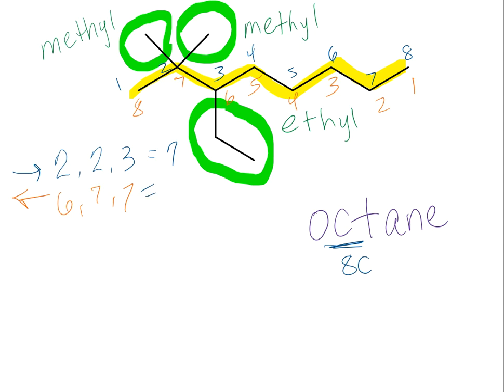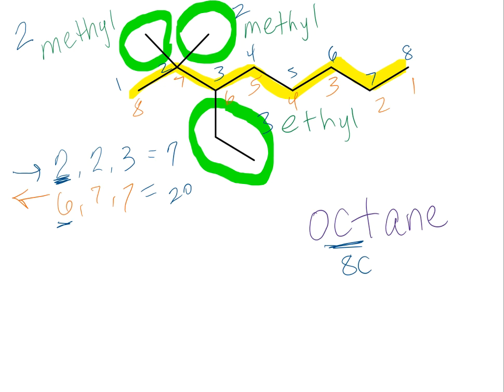6, 7, and 7, if you add those together, you get 20. When you're numbering, you're looking for the lowest number. So we really could have just looked at the fact that we have 2 versus 6. And that tells us that we want to number from left to right. So that means that this methyl is on carbon 2, this methyl is on carbon 2, and your ethyl is on carbon 3. So now we're ready to put everything together.